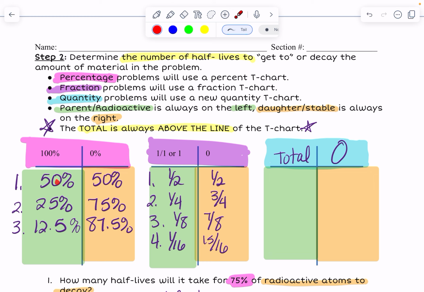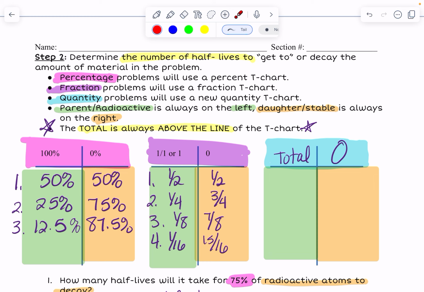So half of 100 is 50. The other 100%, I'm keeping track of all 100% the whole time, right? So then half of 50 is 25, but I'm keeping track of all 100%. Half of 25 is 12.5, but I'm keeping track of all 100%.